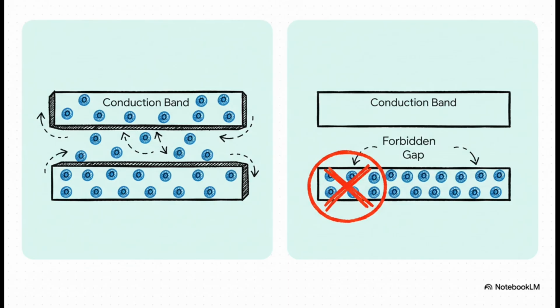Now, on the other hand, you have insulators. They've got 5 to 8 valence electrons, creating a huge energy gap. We call it the forbidden gap between the valence and conduction bands. This gap actively resists electron movement, and that's what gives them their electrical stability.